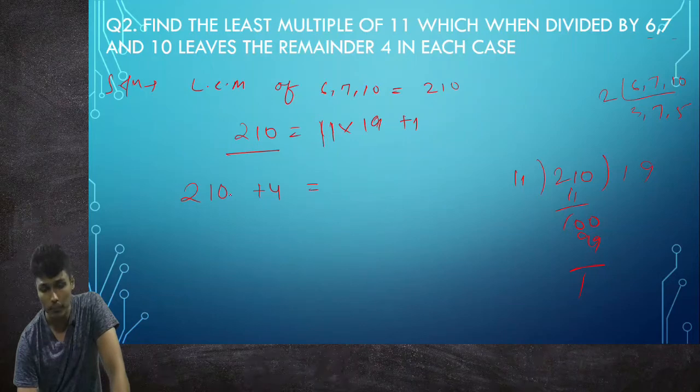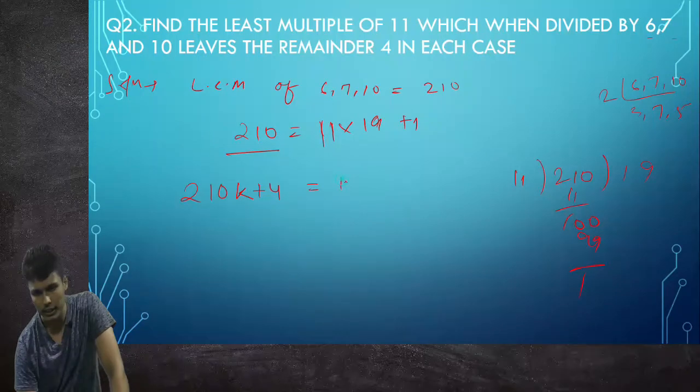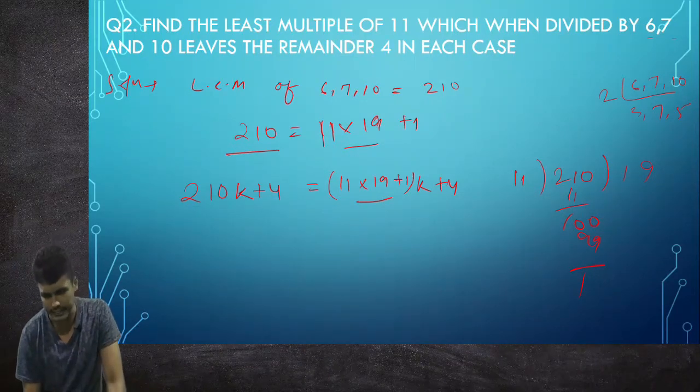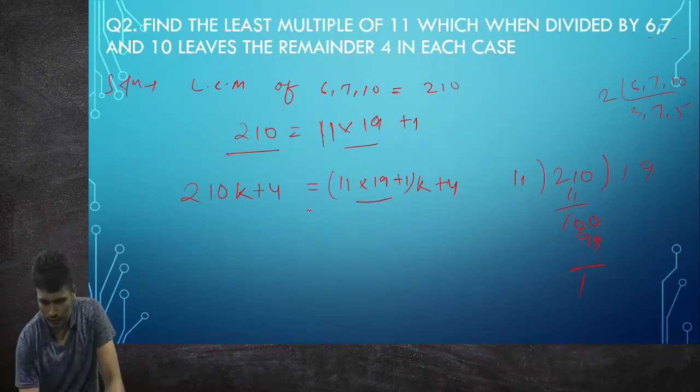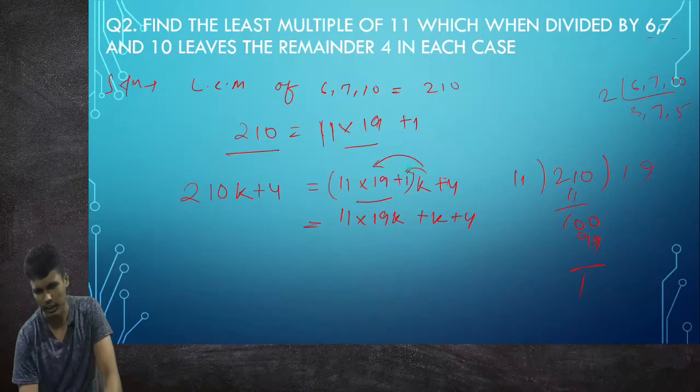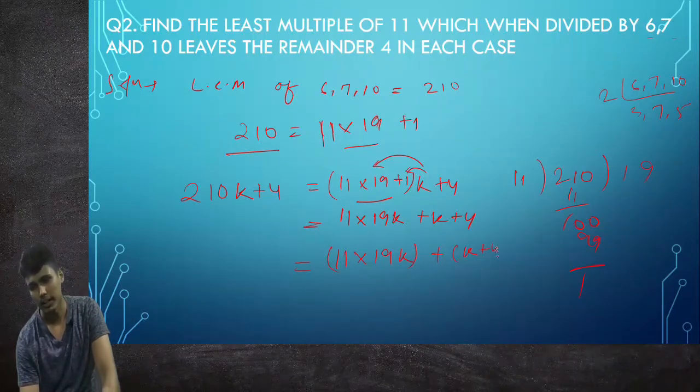Now that number must be a multiple of 210. For it to be the least multiple of 11, we have to multiply 210 by a particular number, let's say k. We can write it as (11 into 19 plus 1)k plus 4. We are writing 210 as this from here. Let's make it a little more convenient: 11 into 19k plus k plus 4. I multiplied k to both terms. Now we can take 11 into 19k as one number and k plus 4 as another number.